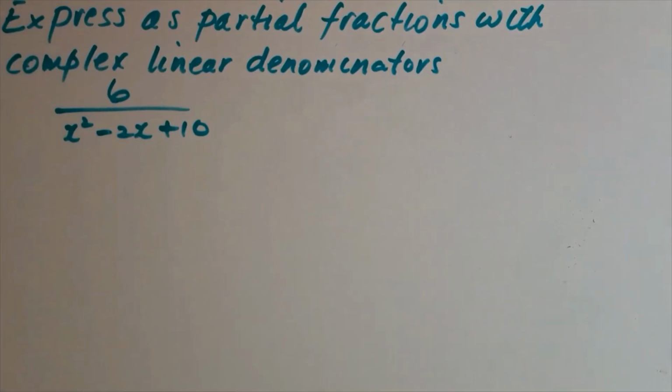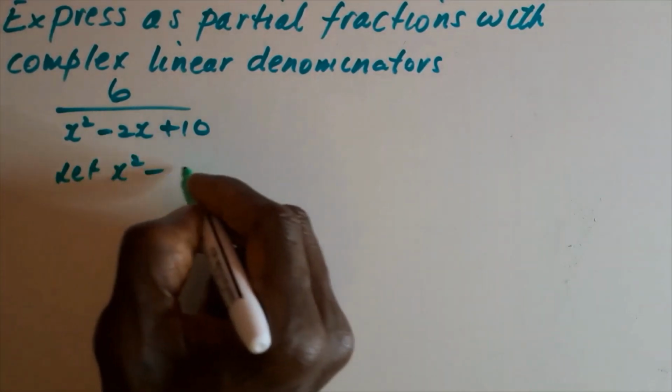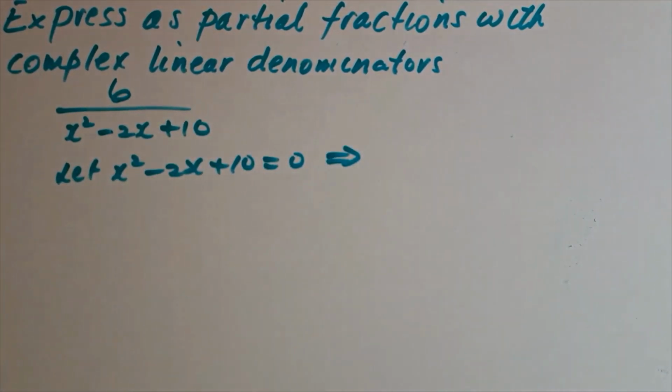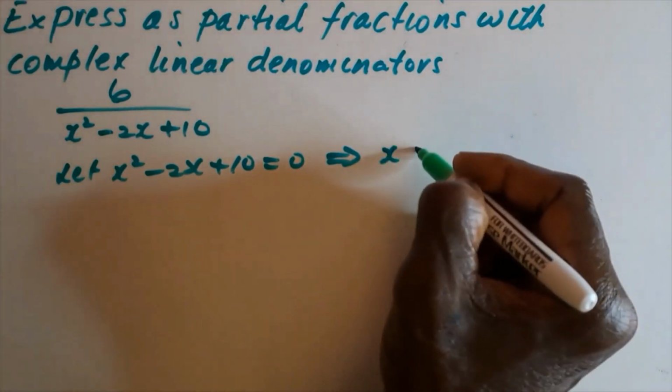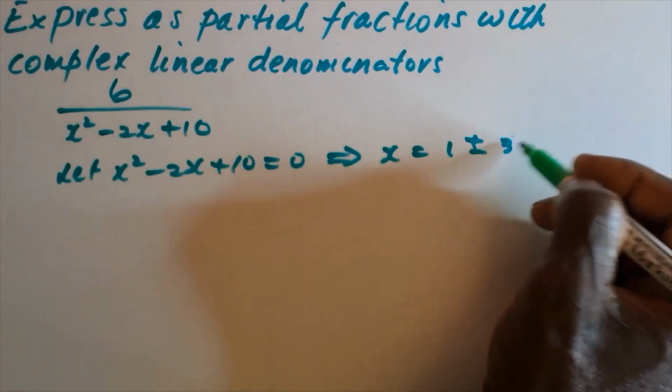Here's our last question. 6 over x squared minus 2x add 10. We need to first find the complex factors of the denominator, and then we can work towards expressing this as partial fractions with complex linear denominators. So if we let the denominator, x squared minus 2x add 10 equal to 0, we apply the quadratic formula and we have two values of x, and these being 1 plus or minus 3i.